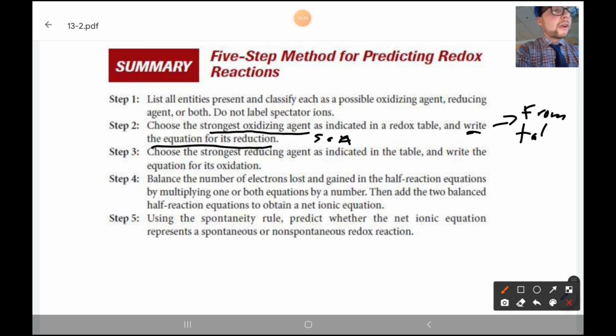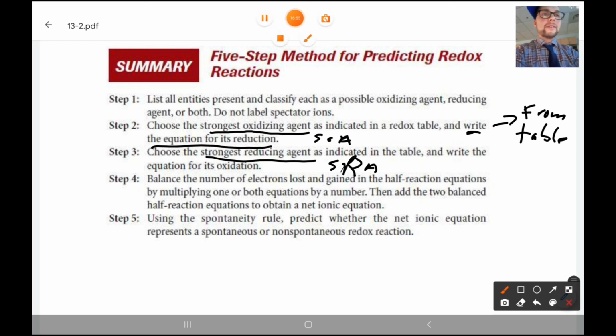Then we're going to pick the strongest reducing agent, which is the SRA. Same thing: the half reaction is going to be from the table, so don't make up your own.